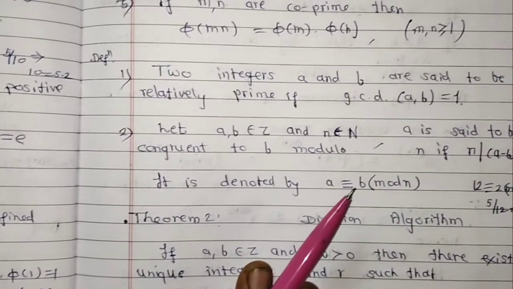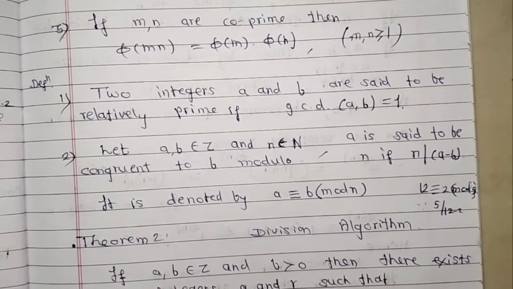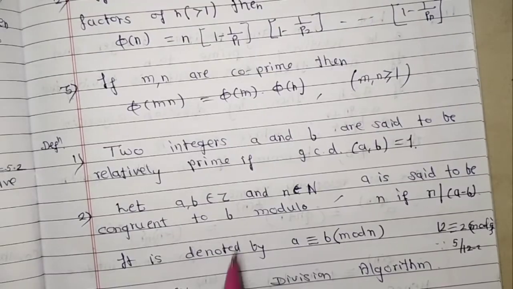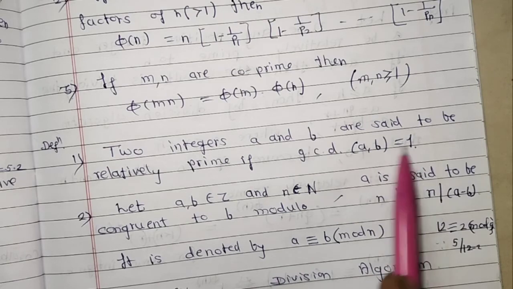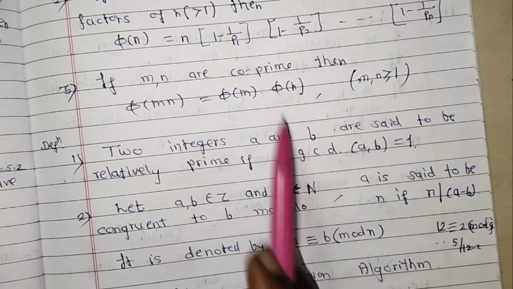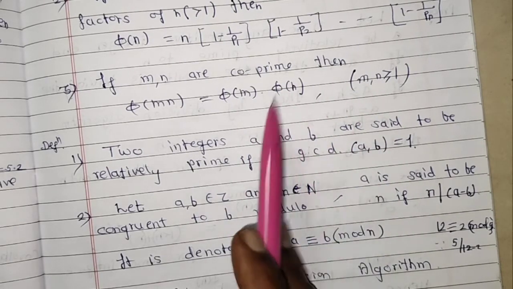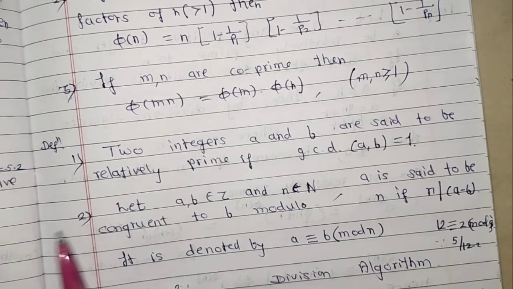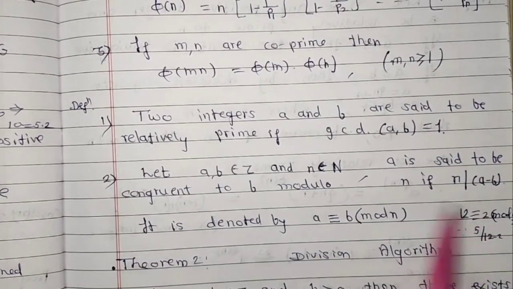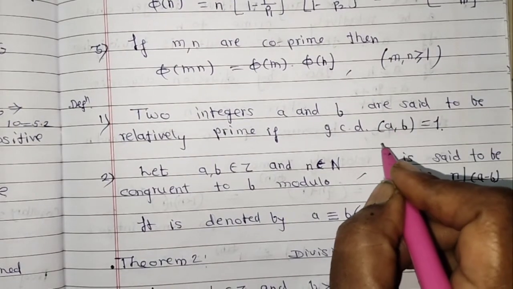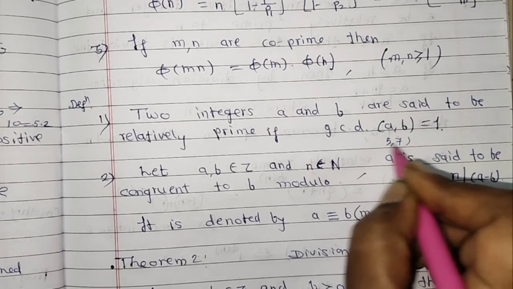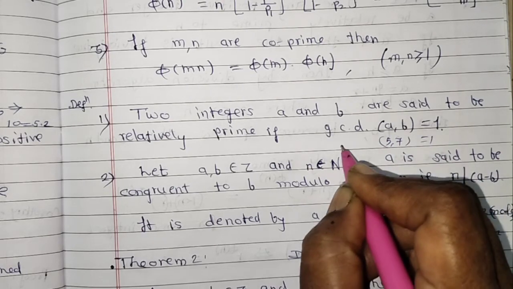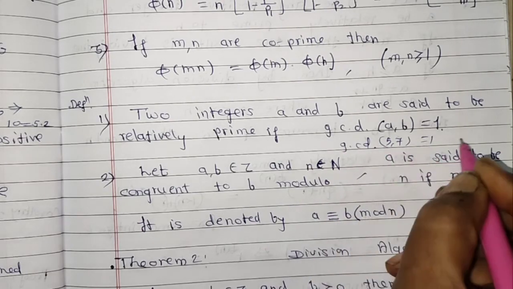Now consider one definition. Two integers a and b are said to be relatively prime if their greatest common divisor is 1. We have seen this case. For example, 5 and 7, their greatest common divisor is 1. That means their common factor is 1.